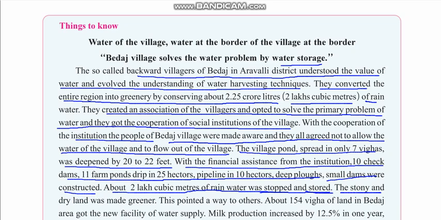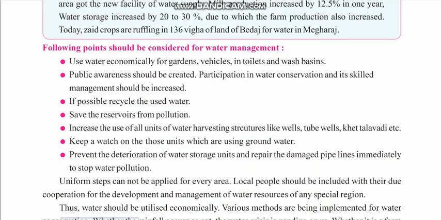The stony and dry land was made green. This pointed a way to others. Our 154 vigas of land in the Budage area got new facilities of water supply. Milk production increased by 12.5% in 1 year. That is a great increase. Water storage increased by 20 to 30%. That is a very large amount.